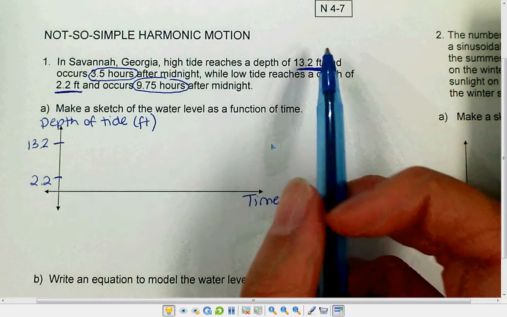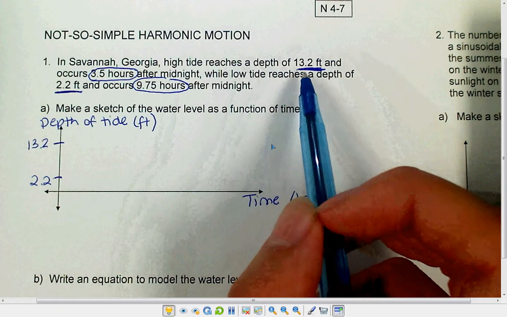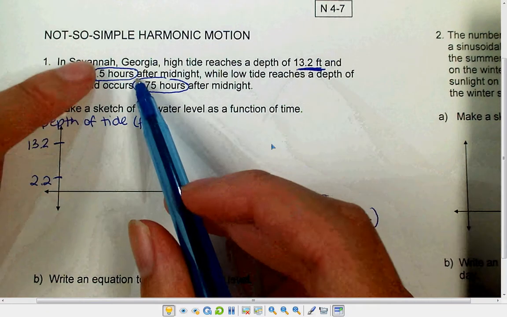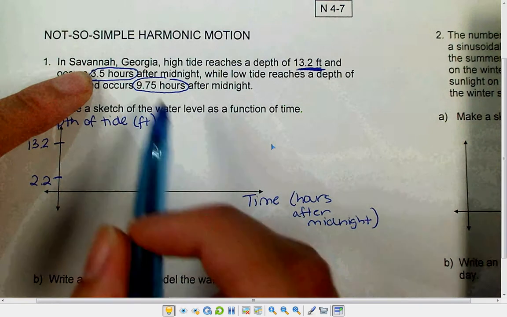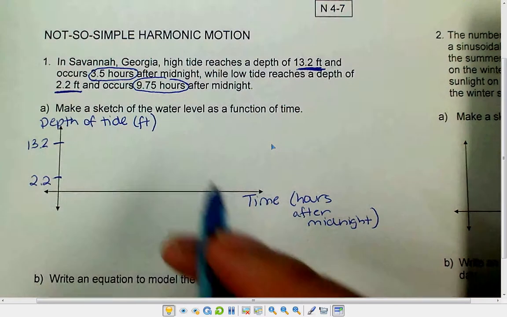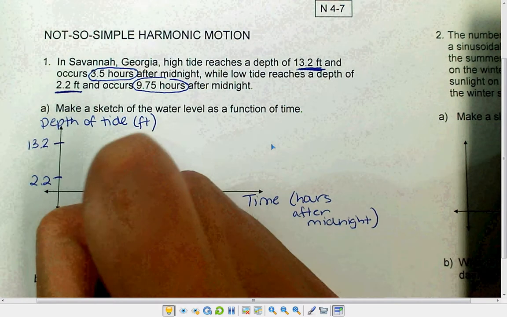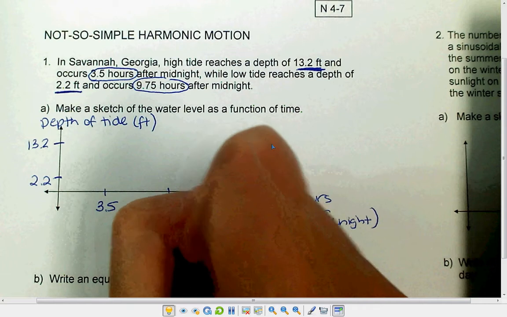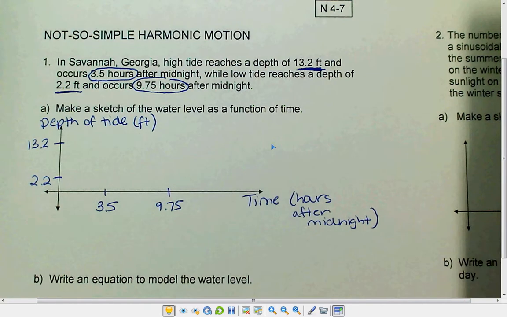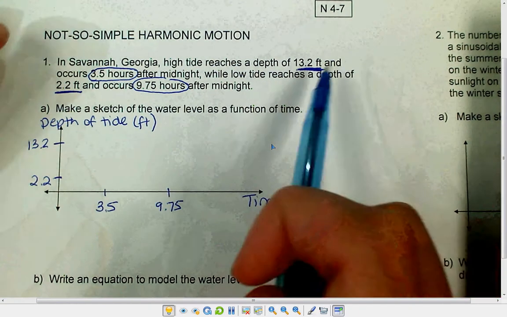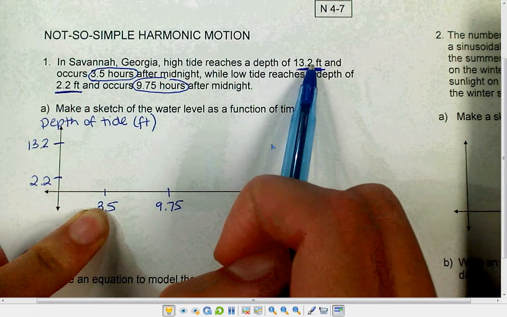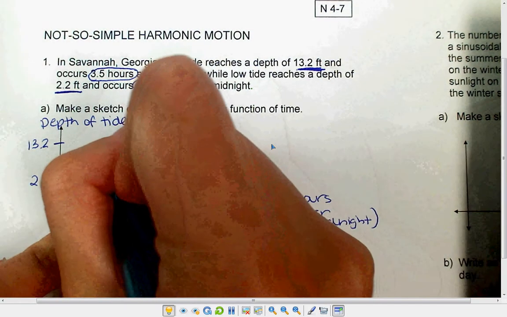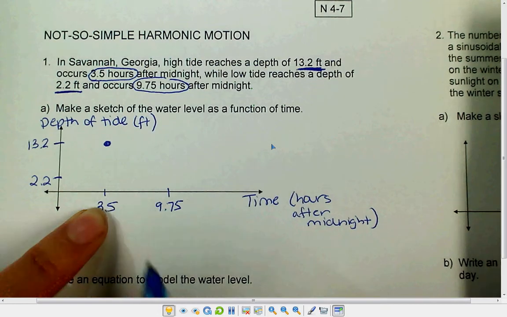I know that the high tide reaches a depth of 13.2 feet at 3.5 hours after midnight. So hours is now my x-axis. So I have 3.5 and 9.75 hours. I'm going to plot those on my x-axis. So at 3.5 hours, this is when your tide is at 13.2 feet. So I'm going to plot a point right here.